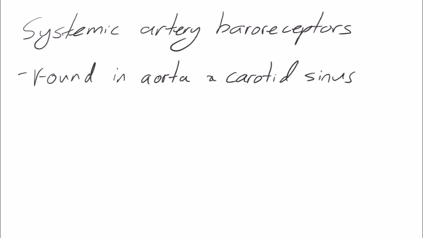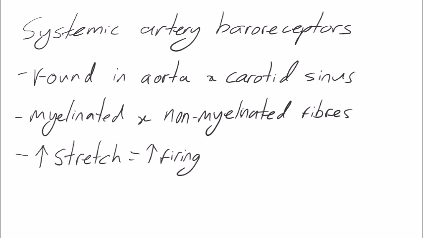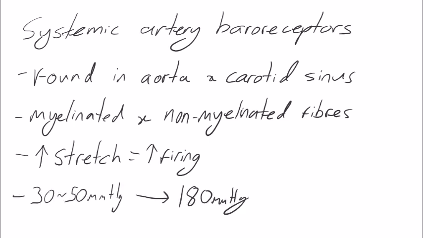Systemic artery baroreceptors are found in the aortic arch and the carotid sinus. They feature both myelinated and non-myelinated fibers. They detect pressure by increasing their firing rate if they are stretched. The greater the pressure in those vessels, the greater the stretch, and thus the greater the firing rate. Firing rate will start at around 30 to 50 millimeters of mercury of pressure, and will saturate out at approximately 180 millimeters of mercury.